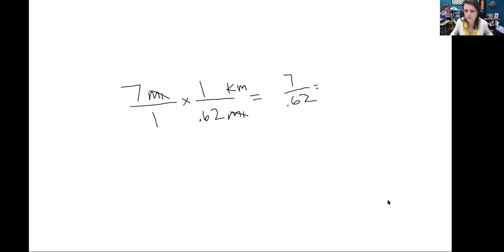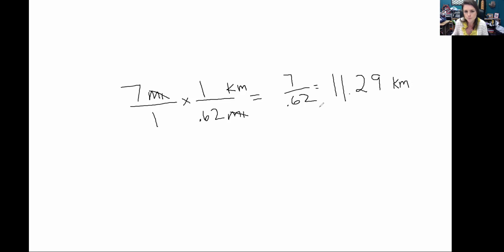I don't know if you guys can see the calculator on my screen or not, but it shows 11.2903225806456161. So what that means is you need to round. So I'm going to round to the nearest hundredth, which means I'm going to have 11.29. And my measurement, remember I crossed out my miles, so this is kilometers.